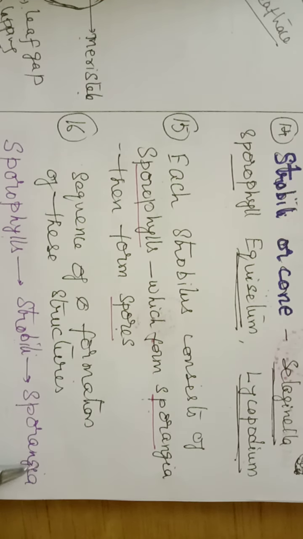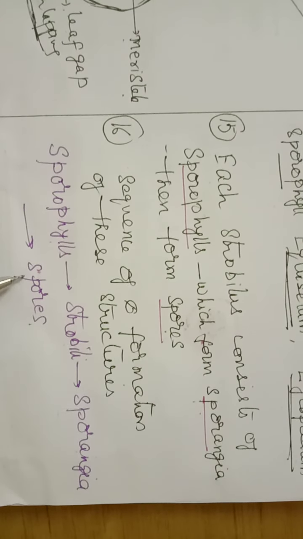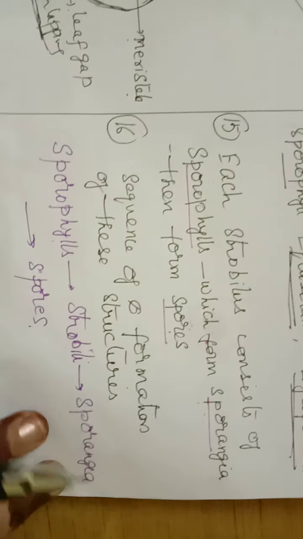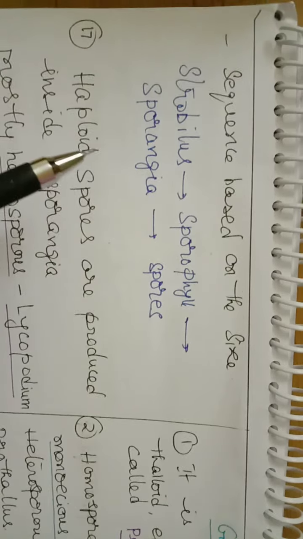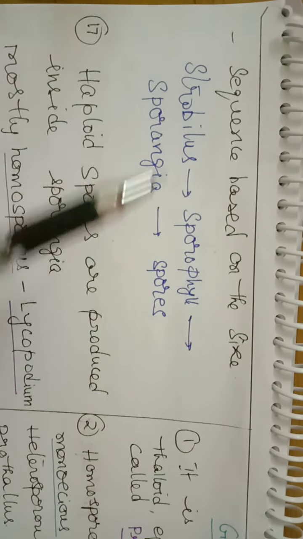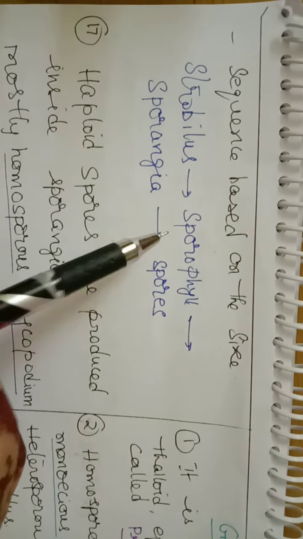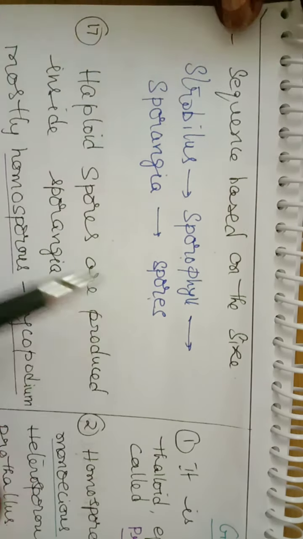And then it consists of sporangia, and finally the spores are formed. So the sequence we can say: sporophyll, strobilus, sporangia and the spores. Then next we will see another sequence based on the size. Based on the size, the strobilus is bigger. It is an aggregation of all the sporophylls. Then the sporophyll, sporangia and the spores.